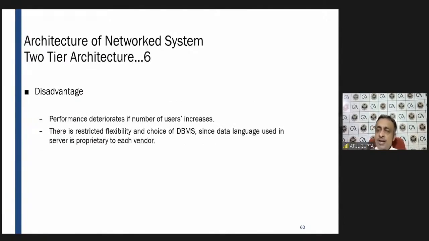Because the user and system are very near, if many users are there, then networking becomes a huge issue. So then performance decreases because a lot of people are accessing the same resource. There's a restricted flexibility in choice of database management systems. You're going to read about DBMS in chapter 2 and chapter 3. This database language may be proprietary. Proprietary means owned by each vendor. So just remember the disadvantages. You cannot have many users. The structure is simple, but if users increase, then performance deteriorates.